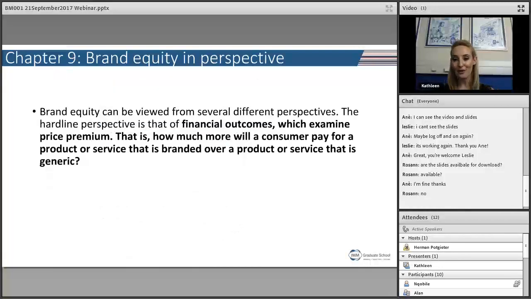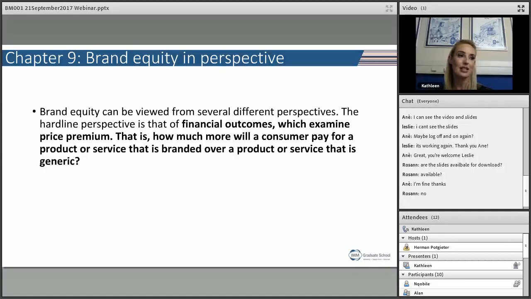So up until now, we've taught you how you're going to build your brand equity. And once it's built, you obviously want to be able to measure it to see what effect your marketing campaigns have had on your market, and to also see if you've achieved your brand equity goal. So moving on to chapter 9, we begin by putting brand equity in perspective. Brand equity can be viewed from several different perspectives. The main focus, however, is financial outcome.